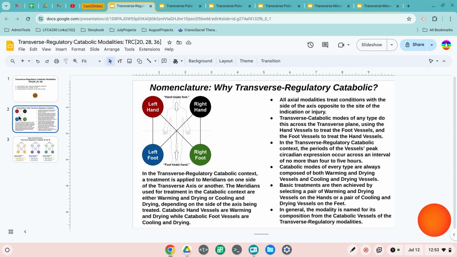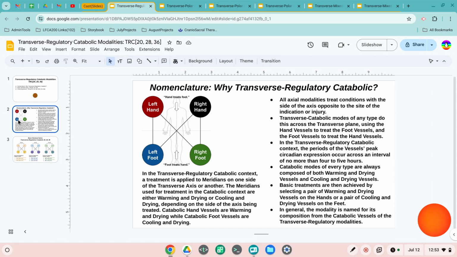Thus, the transverse regulatory modalities treat abnormal temperature variations across the transverse plane by either stimulating the hand's warming and drying meridians for the purpose of warming a patient suffering from a chill, or stimulating the foot's cooling and drying meridians in order to cool down hot conditions of fever.